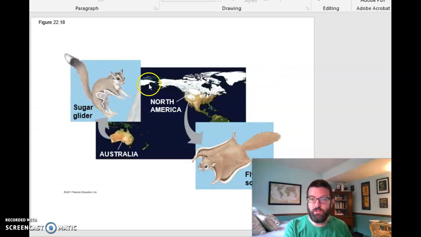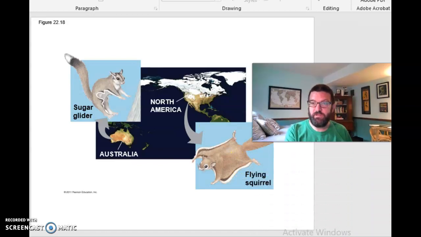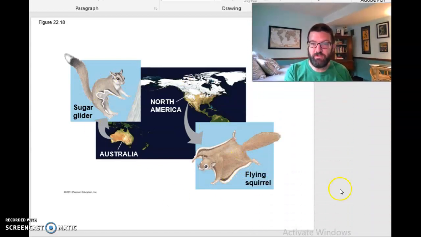The sugar glider and flying squirrel, let me move myself here, also look very, very similar. And they're both mammals, so they both share a common ancestor that was mammalian, had fur, all those things. But they don't share a common ancestor with these kind of wing-like structures that they have. They evolved them independently. These are analogous structures, not homologous, and they came about through convergent evolution.